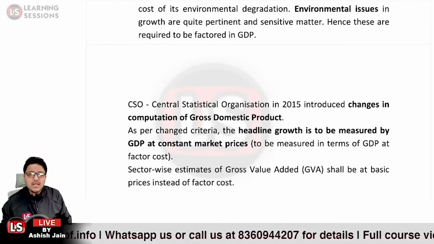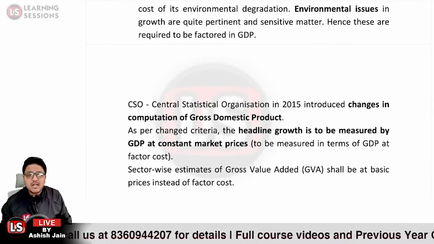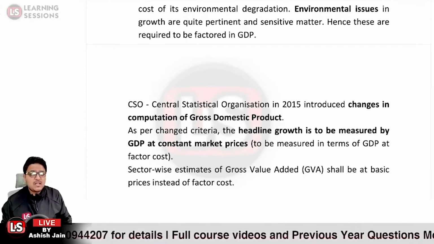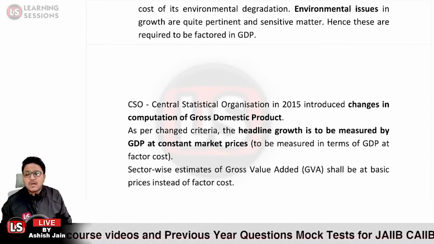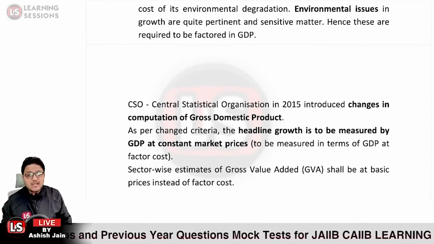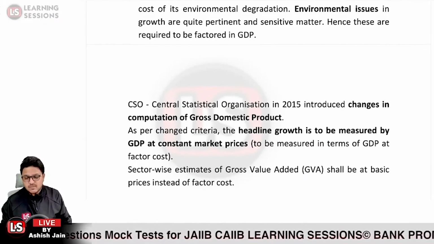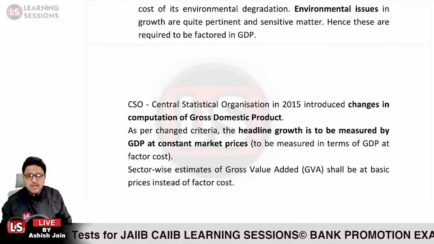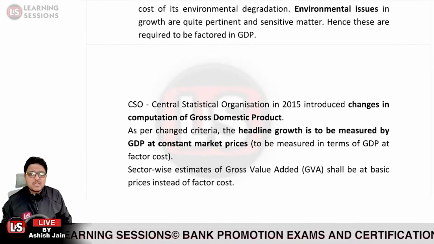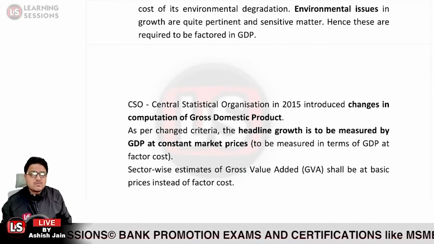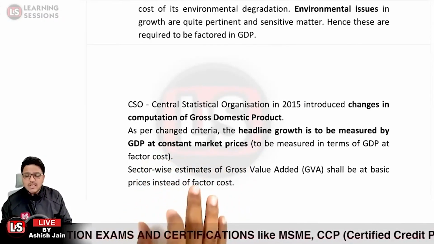So as per the changed criteria, the headline growth is to be measured as per the GDP at constant market prices. Earlier it was measured in terms of GDP at the factor cost, and further it is to be measured at the constant market prices. Okay, so that was the first change. And also sector-wise estimates of GVA shall be at basic prices. So GVA, that is gross value added, must be at the basic prices, and the headline growth must be measured by the GDP at the constant market prices.